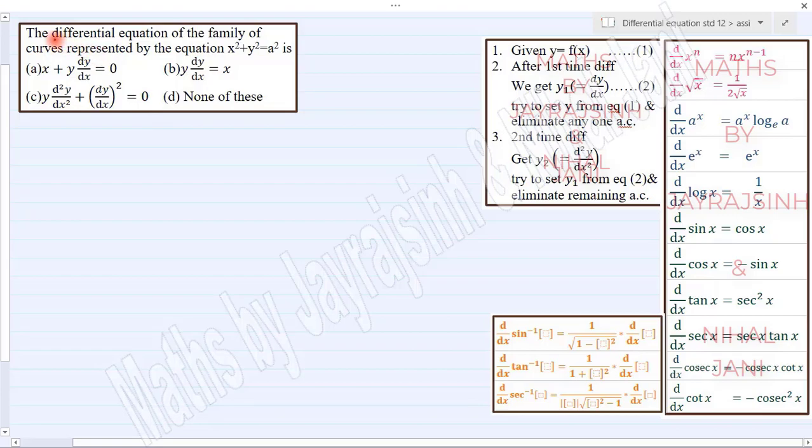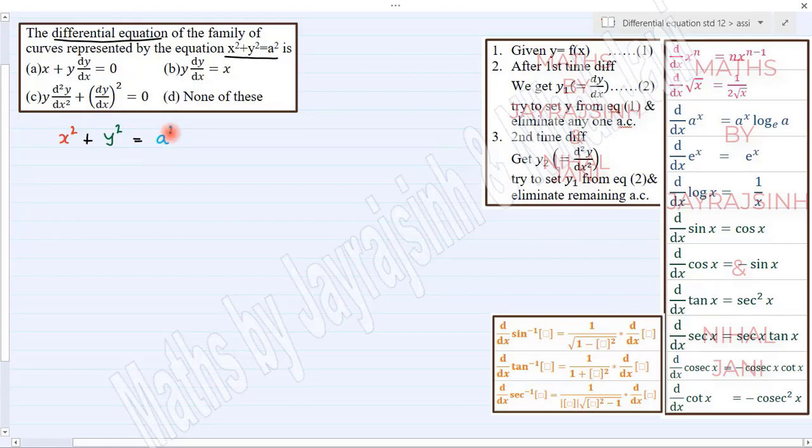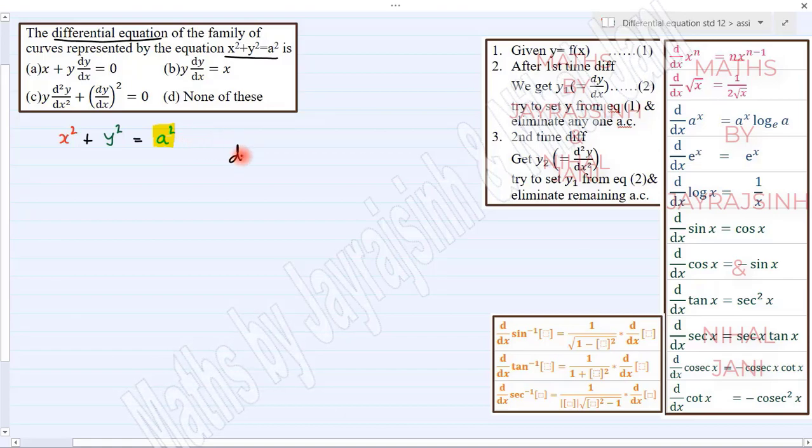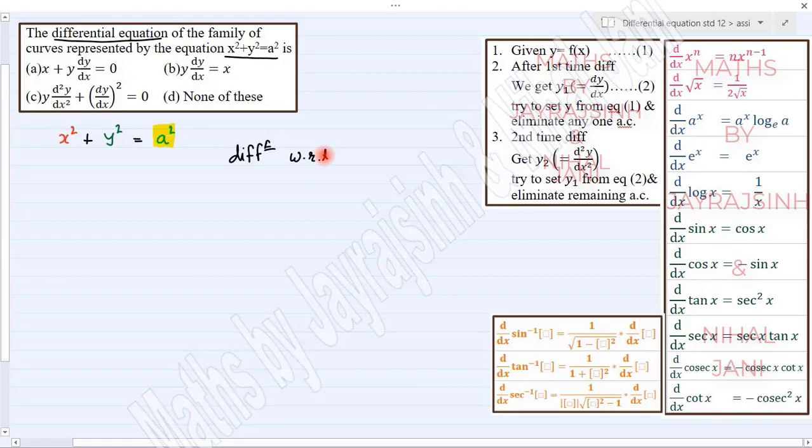Here we have to find a differential equation of the family of curves represented by x square plus y square is equal to a square, where the number of arbitrary constants is 1. So our differential equation's order must be 1. So we are allowed to differentiate our equation only one time. So let's differentiate with respect to x.